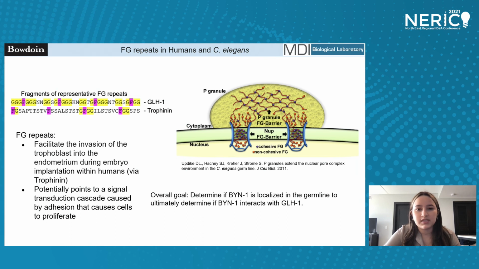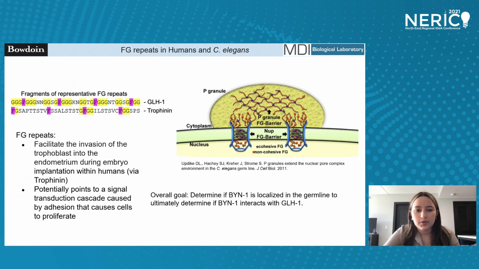FG repeats are found in several nuclear pore complex proteins where they establish the size exclusion barrier between the nucleus and the cytoplasm. In C. elegans, FG repeats can also be found on core germ granule proteins, such as the GLH helicases, where they extend the size exclusion barrier of NPCs into the cytoplasm of germ cells.